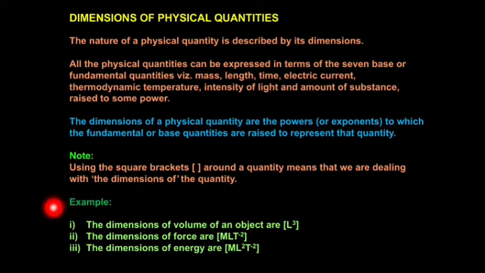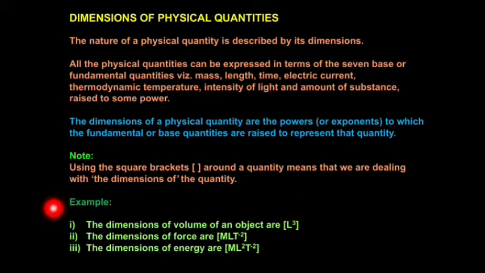Here some examples will be given. See the screen. The dimension of the volume of an object is represented as L cube. Why, sir, can we choose L cube? What is L? Length. Already you know the unit of volume. What is the unit of volume? That is meter cube. The meter is the unit of a fundamental quantity. Length is one of the fundamental quantities. It is taken as capital L. Meter is represented by capital L, meter cube, then we write the cube symbol.